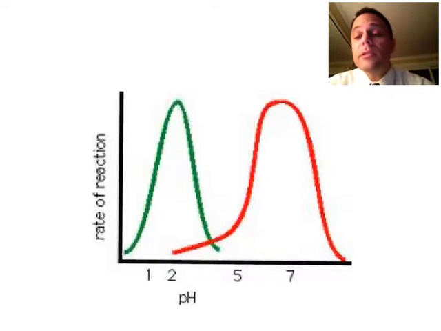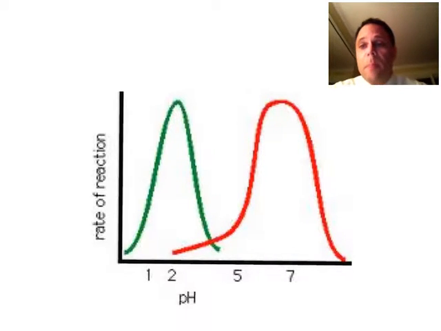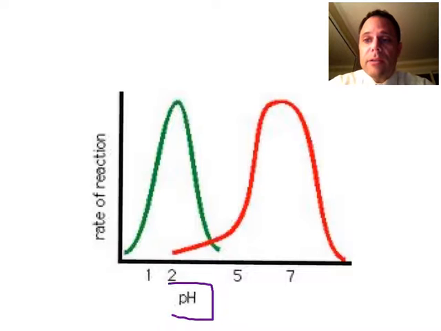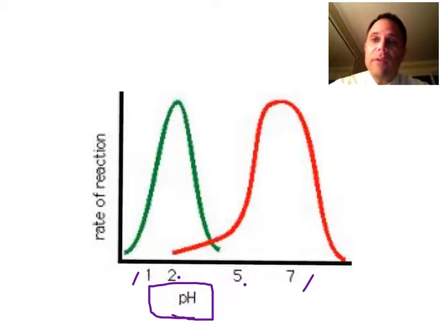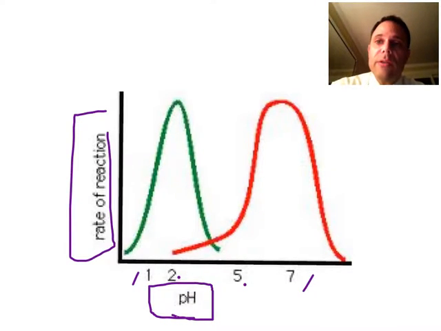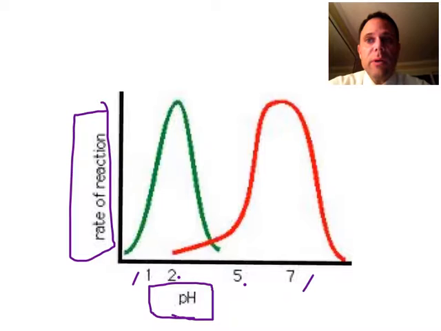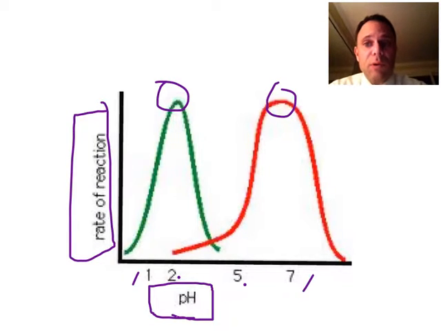Alright, now let's take a look at what this means. Here on this axis of this graph we have pH, and here are the values 1, 2, 5, 7, and so on. On the other axis, rate of reaction. Again, that means speed. The very top would be the optimal. Okay, that's nice. Now here's pH.